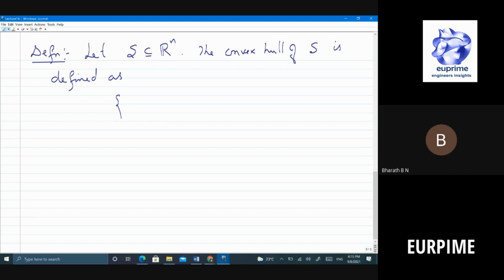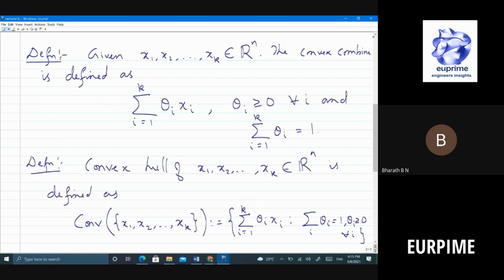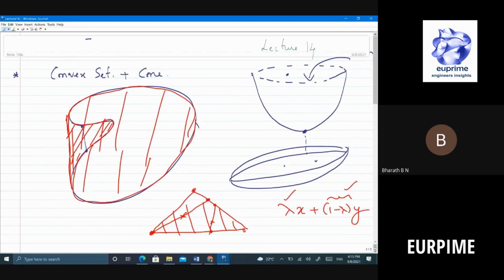So how do you do that? One way is you pick any number of points and do the convex hull. Are there any other ways of doing it? So what I'm going to do is the following. I'll just give you a different idea. I'll define it slightly differently.